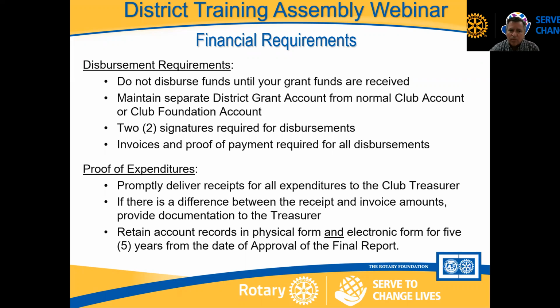Now, two signatures are required for the disbursements, and that can either be two signatures on the check, or if there's a requisition form, two people sign that, and then of course one person signs the check. All of those documents should be kept in case you're audited. And of course, save the invoices or receipts. Just because you've cut the check and paid for the item, it is a possibility that the grant will be audited, and so we want to see all of those invoices and receipts.